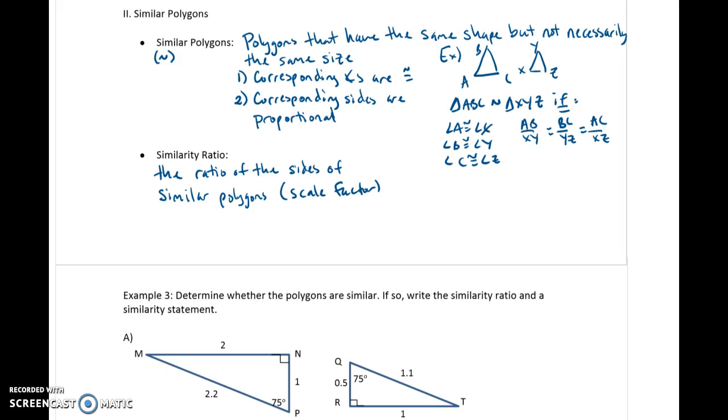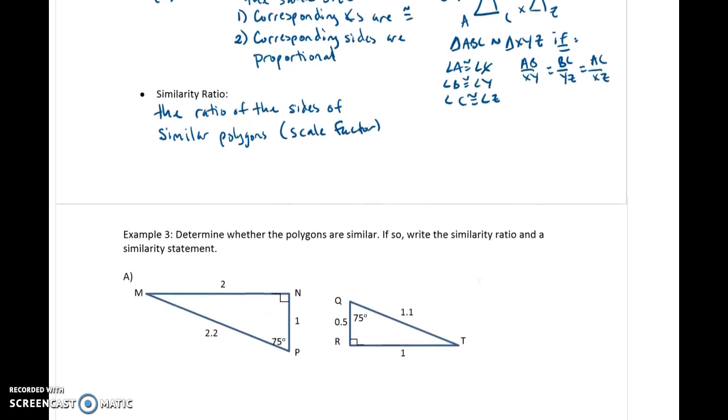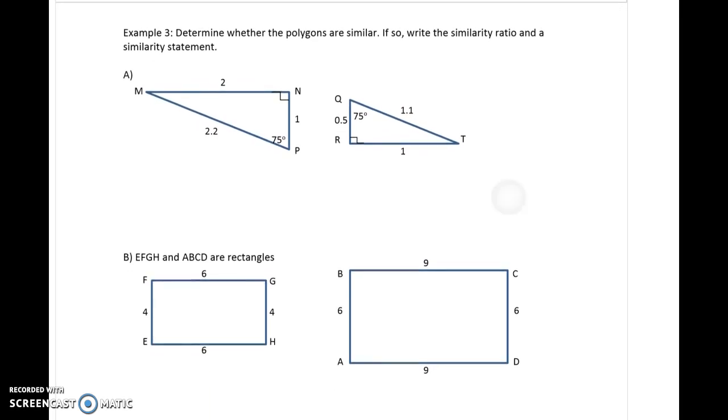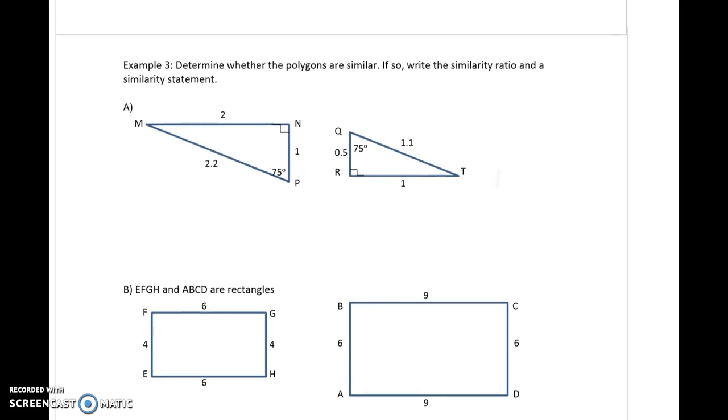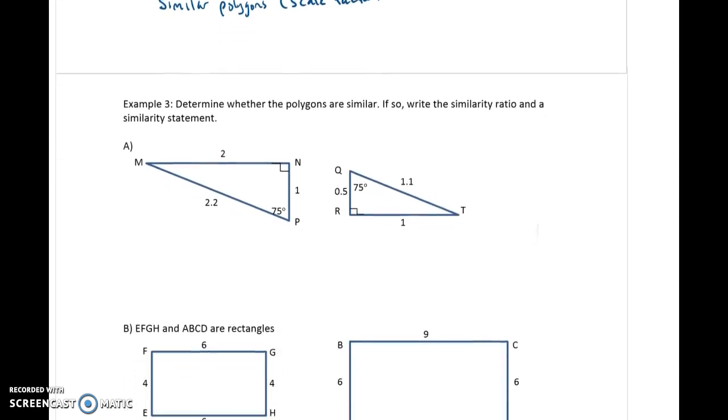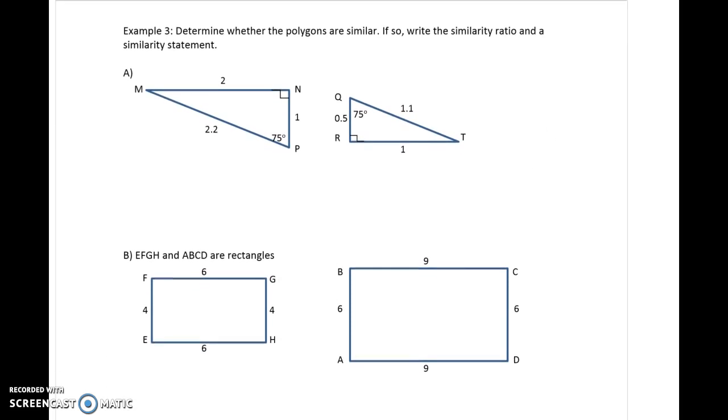Okay? So if we take a look at example 3, A and B, we want to determine by the definition of similar if these polygons are similar. If so, we're going to write the similarity ratio and the similarity statement. Remember, the similarity statement is just this thing right here: triangle ABC is similar to triangle XYZ. So if you need to determine this, basically tell me a little proof. Tell me why or why it doesn't work.